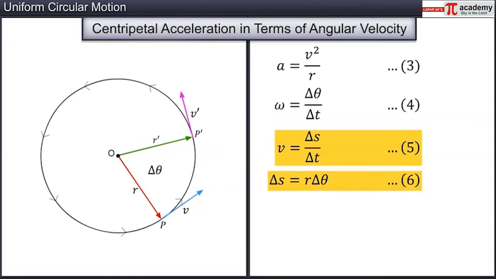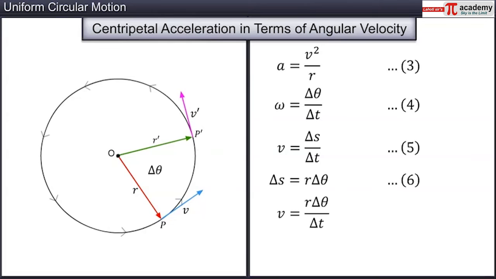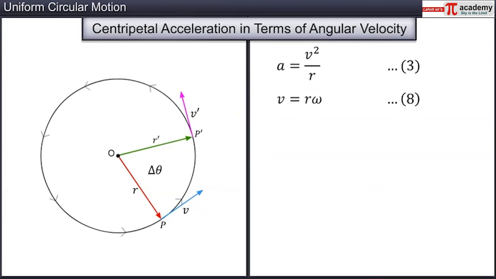Substituting 6 in 5, we get v is equal to r delta theta by delta t. Let this be equation 7. Substituting 4 in 7, we get v is equal to r omega. Let this be equation 8. Now, substituting equation 3 in 8, we get centripetal acceleration a c is equal to omega square into r.